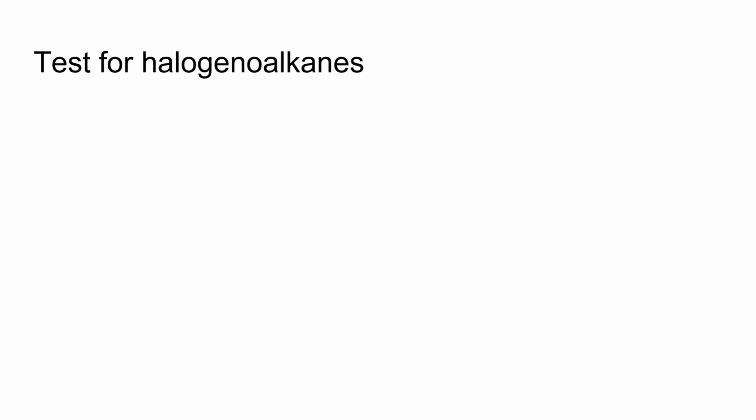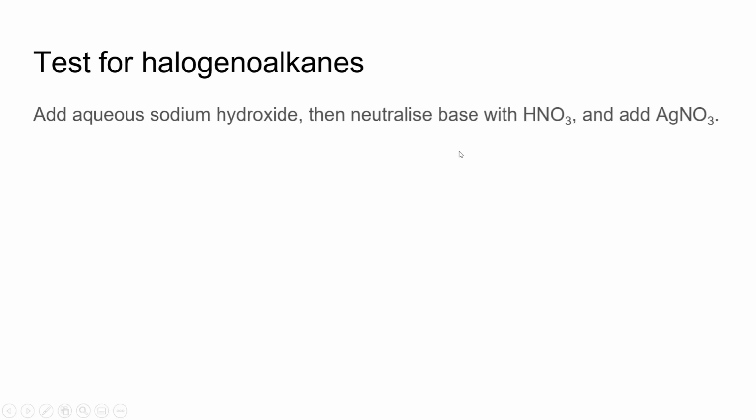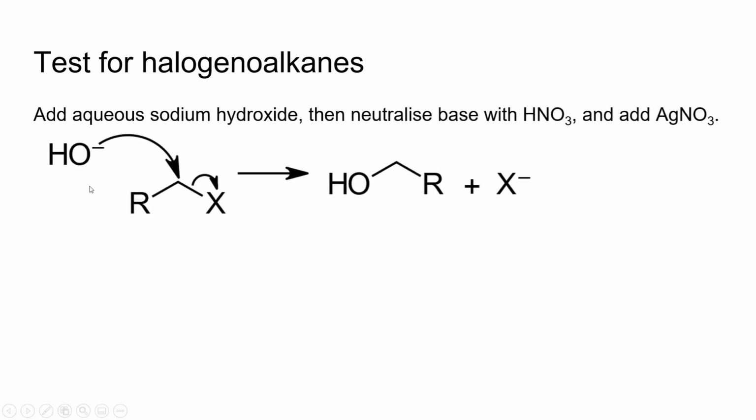So moving on, we have halogenoalkanes, and you've learnt that halogenoalkanes undergo nucleophilic substitution reactions. So what we do is we perform one of those. We use aqueous sodium hydroxide in this mechanism. Here it is. And then we neutralize the excess base with nitric acid. I'll explain why we use this acid in a minute.